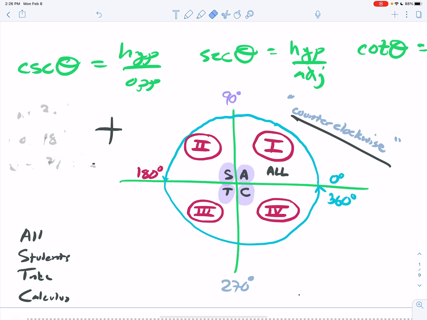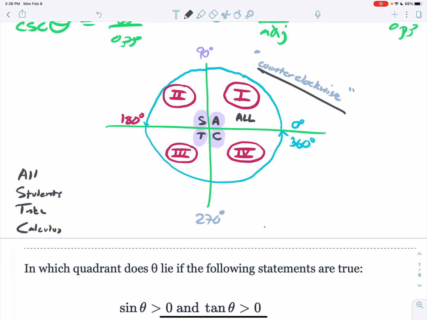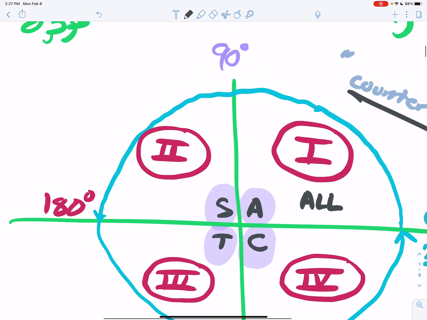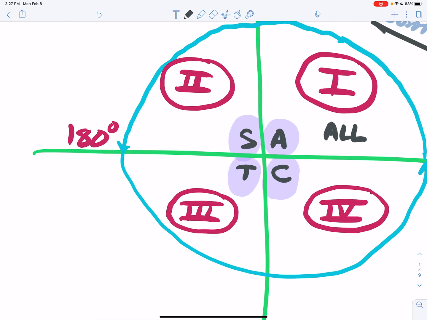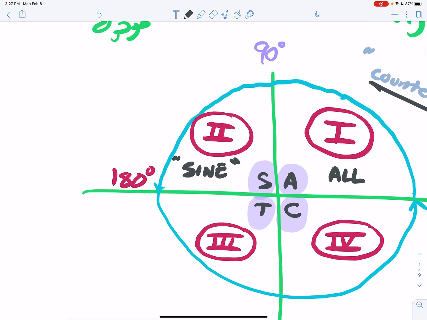Now, what if you were in quadrant 2, right? Somewhere between 90 degrees and 180 degrees. The letter we have here is S. And S, although we said students, S, T, and C, think about where you guys have seen those letters. S, T, and C refer to the original 3 trig functions, sine, cosine, and tangent. So what this is saying is that if you're in quadrant 2, the only thing that's going to come out positive is sine.